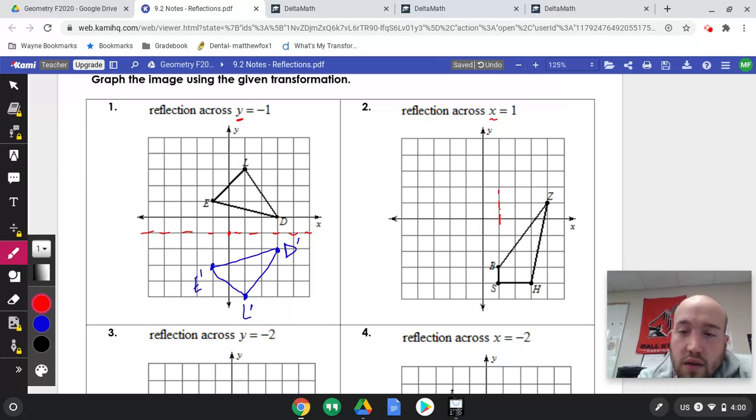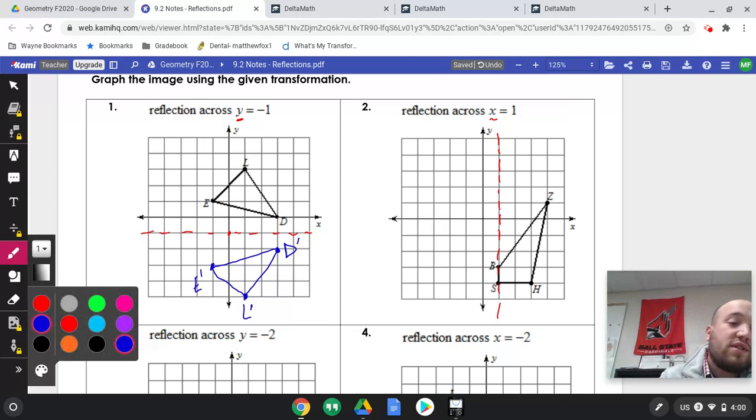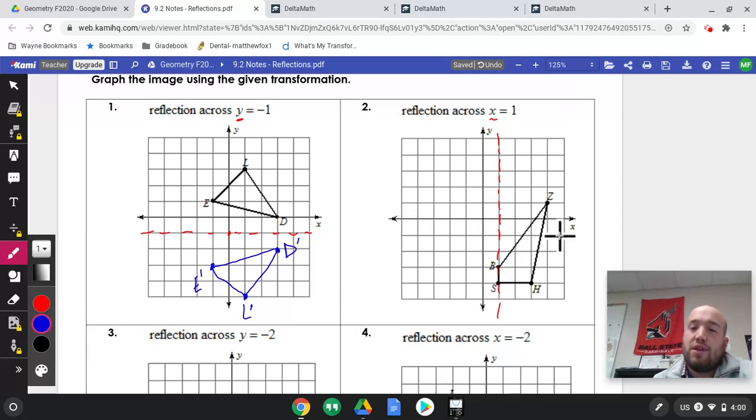And let's draw in our line of reflection here in red. Now this one's a little interesting because some of the points are on the line of reflection. But let's start with the ones we know how to do, Z and H. So Z is 1, 2, 3 away, so 1, 2, 3 past, and that will be Z prime. Okay, likewise H, 1, 2, so 1, 2 past, and that will be H prime.